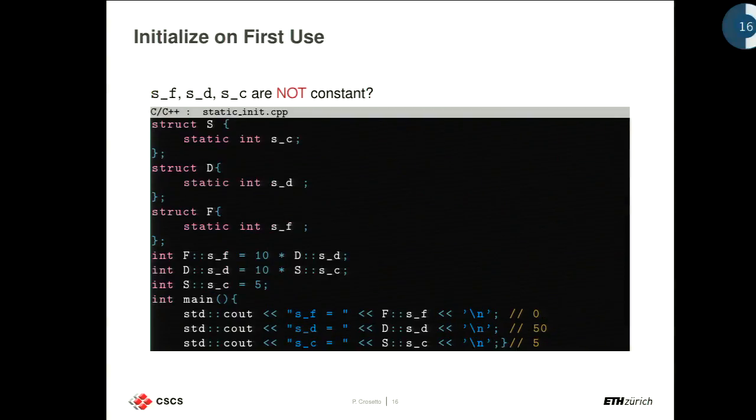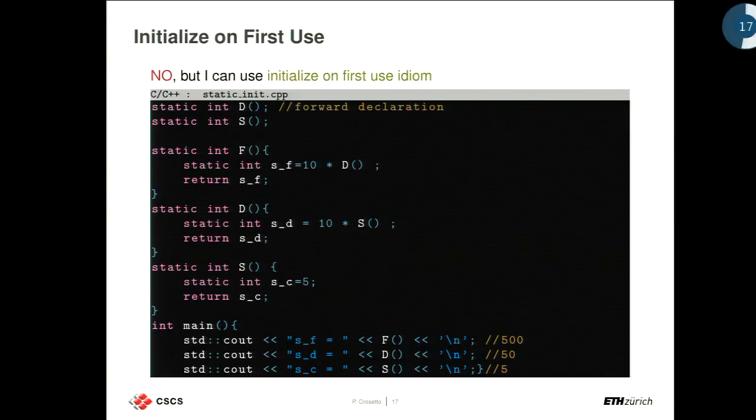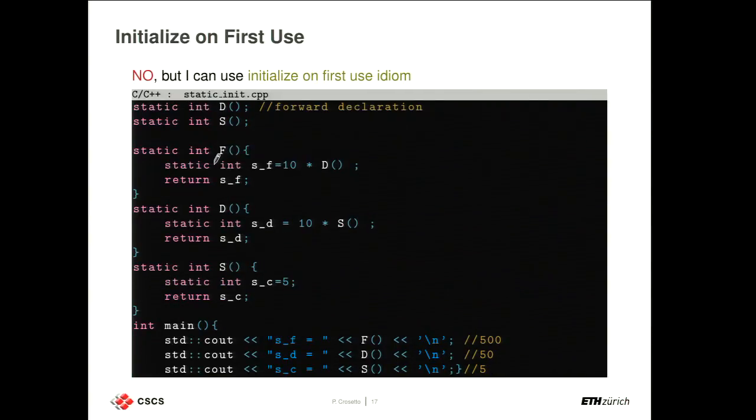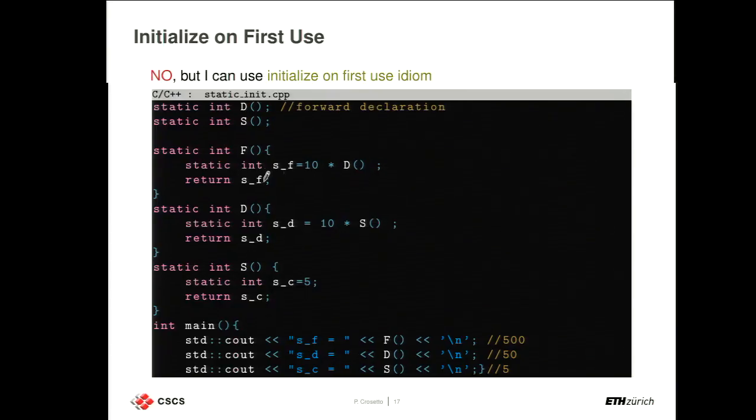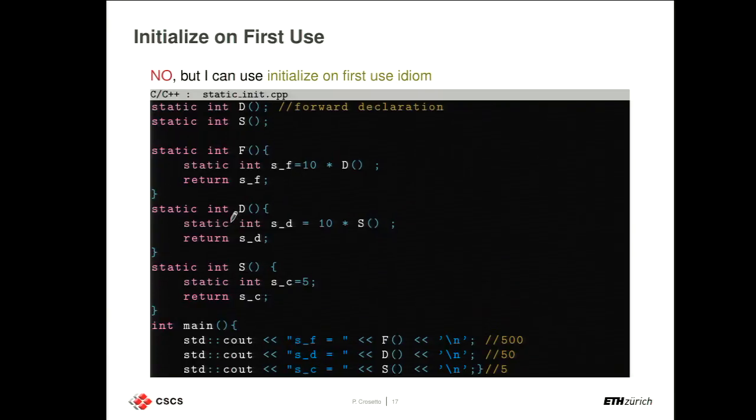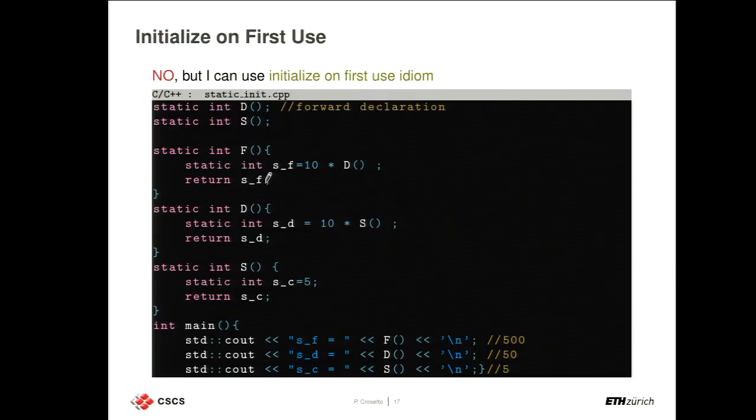But what if you don't want them to be constant? So you want to be able to change the variables. So in this case, you can use the initialize and first use idiom. That you define your static variables inside functions, and then you test the variables by calling the function. You see that calling a function initializes a static variable and returns it. So now you say you spend a lot of time talking about RAII, and then you define a local variable and return a local variable.